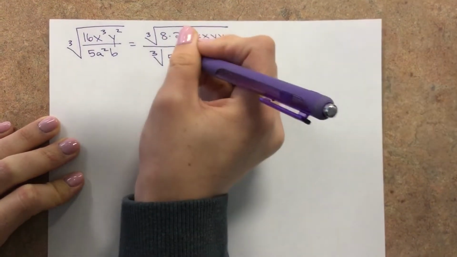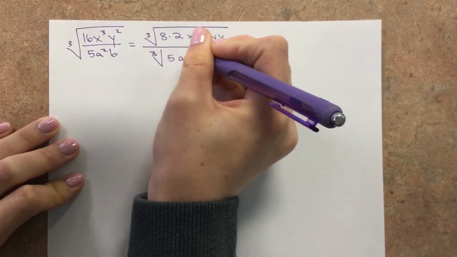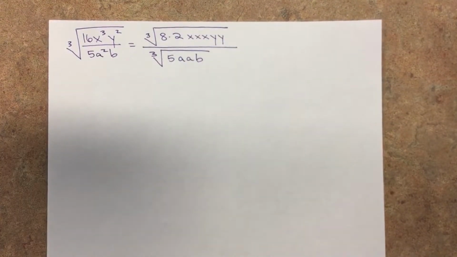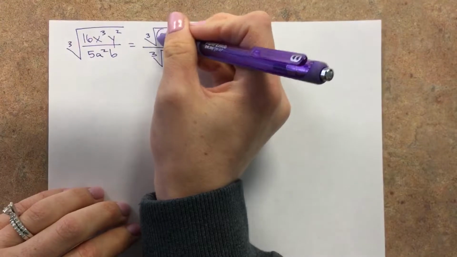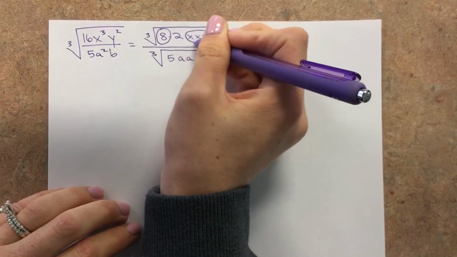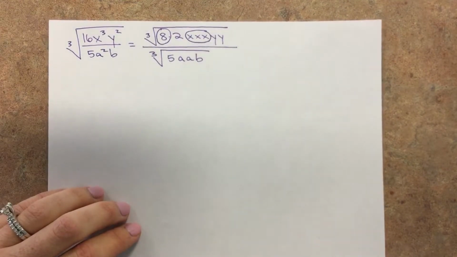5 is a prime number. I have 2 copies of A. I have 1 copy of B. Okay, so here's how these problems work. First of all, you do want to simplify anything that comes in a group of 3. So 8 is a perfect cube, so I'll be able to break that out. The x's are a perfect cube because they come in a set of 3.